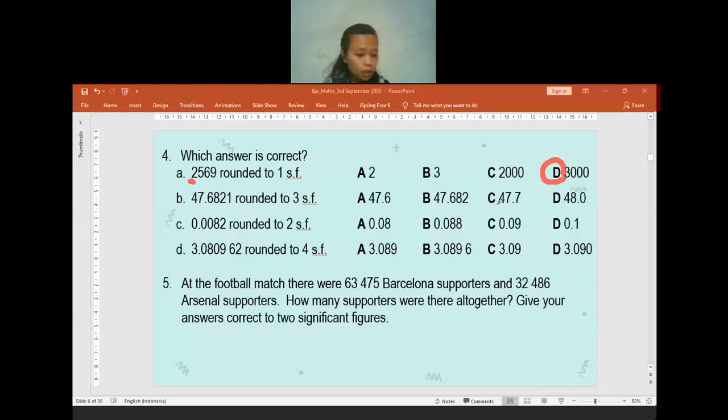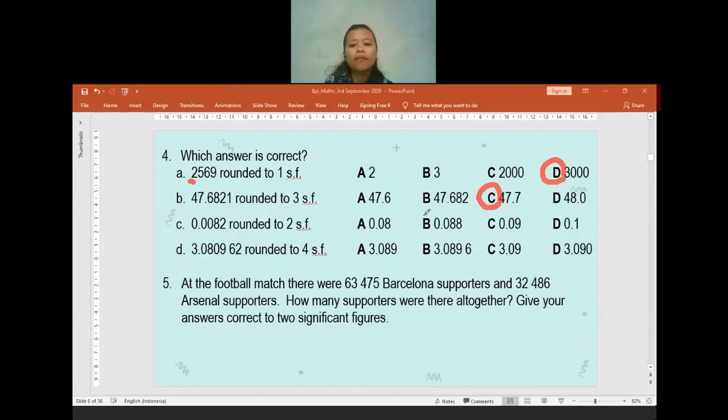For the question B, is it A, B, C, D? Yeah. Which letter is it? Yeah, the answer is C. Is there anyone who is confused? Why is it C? Is there anyone who is confused? No? Okay. If no one has any confusion, I will move to the question C.